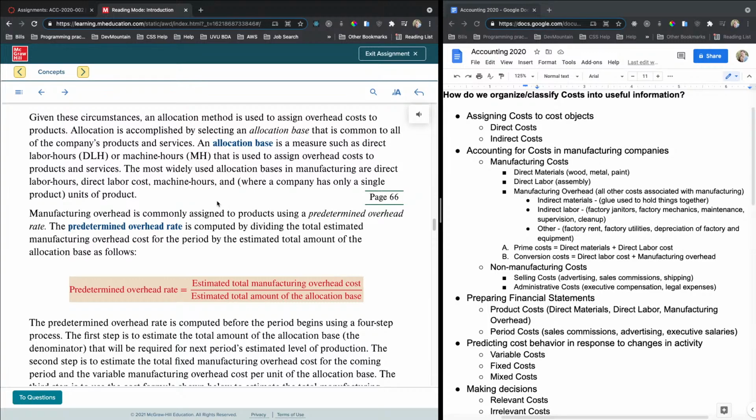Manufacturing overhead is commonly assigned to products using a predetermined overhead rate. The predetermined overhead rate is computed by dividing the total estimated manufacturing overhead costs for the period by the estimated total amount of allocation base as follows. Predetermined overhead rate is equal to estimated total manufacturing overhead cost divided by estimated total amount of allocation base.